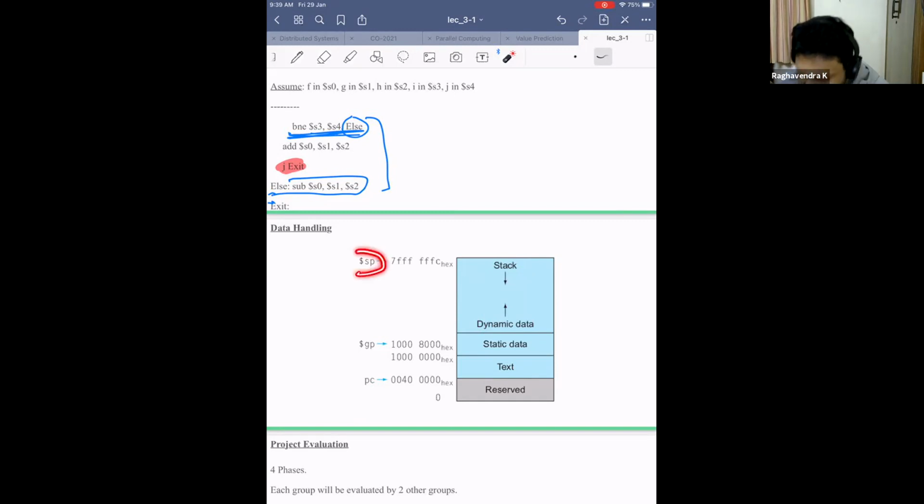We also have a register called SP, the stack pointer. We'll see its use case as we go further. The stack pointer is initialized to this particular value, which means it is somewhere here. Whenever I push something onto the stack, it just increments and goes to the next level.